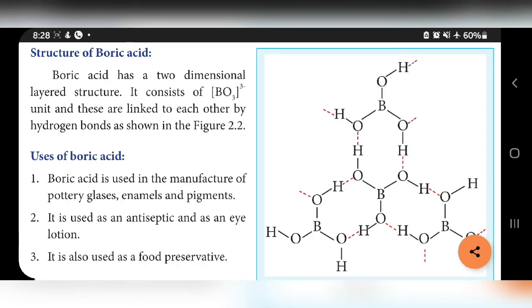Next one, structure of boric acid. Boric acid has a 2-dimensional layer structure. It consists of BO3 3 minus.